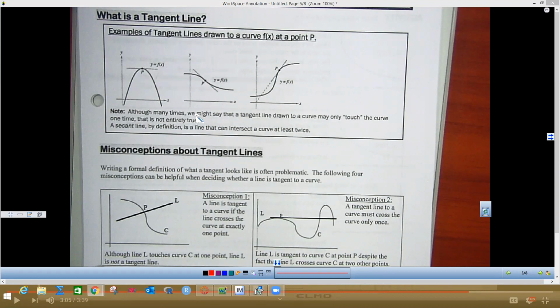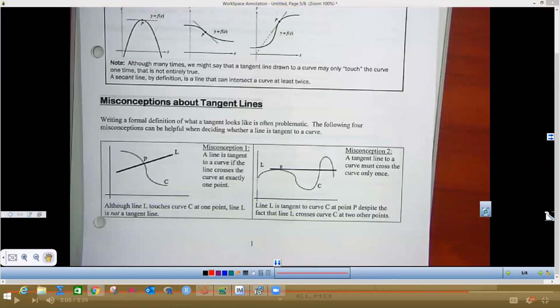So although many times we might say that a tangent line drawn to a curve may only touch the curve at one place or one time, that's not always true. Secant lines are by definition a line that intersects a curve at least twice. So we're going to come down here and look at some misconceptions that we have about tangent lines.